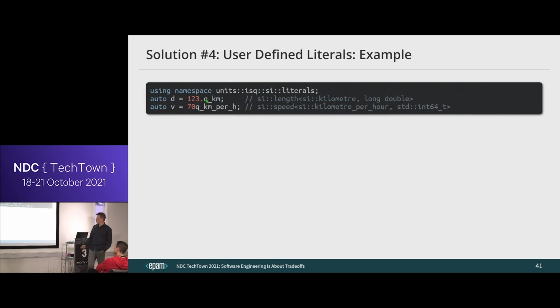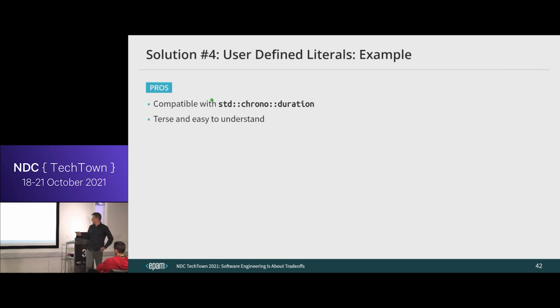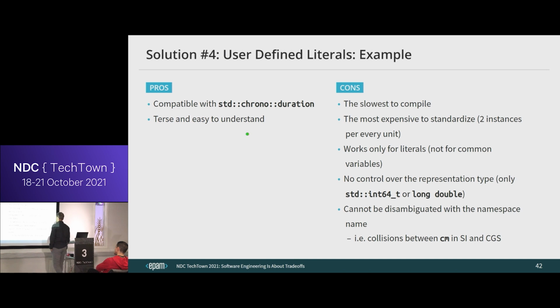In our case, we have to use this Q prefix. Actually, we're using an underscore Q prefix. This is what you will have in the standard if you are allowed to get rid of this underscore before Q. But we had to use it because otherwise we would have some collisions with what's already there. So some of the units already collide with literals for some math descriptions that are used, for example, by GCC. Compatible with Chrono, terse and easy to understand. But there's a long list of problems.